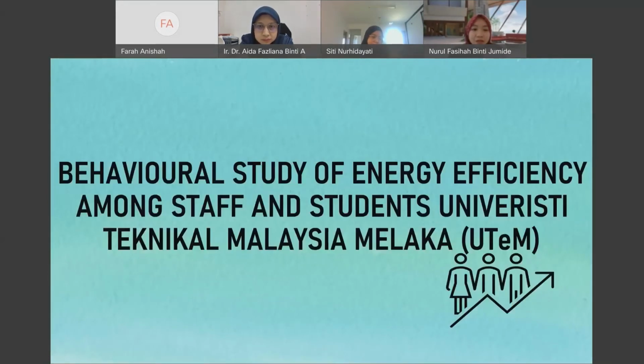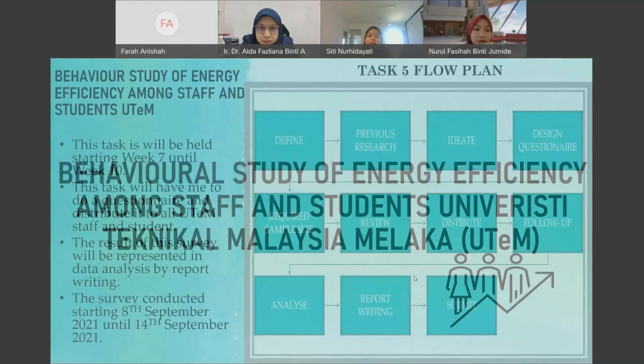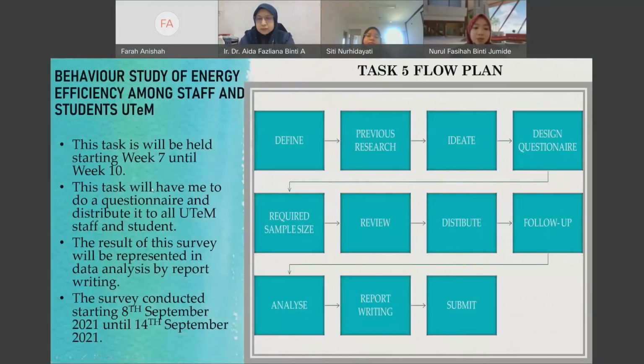So this is my assignment for this internship, which is that I have to come out with a report entitled Behavioral Study of Energy Efficiency among Staff and Students at UTeM. This task was given to me to finish from week 7 until week 10. It requires me to make a questionnaire and distribute it to all UTeM staff and students. The results from this survey will be presented in data analysis and report writing, and the survey was conducted starting from 8 September until 14 September. So the task plan is as shown here.